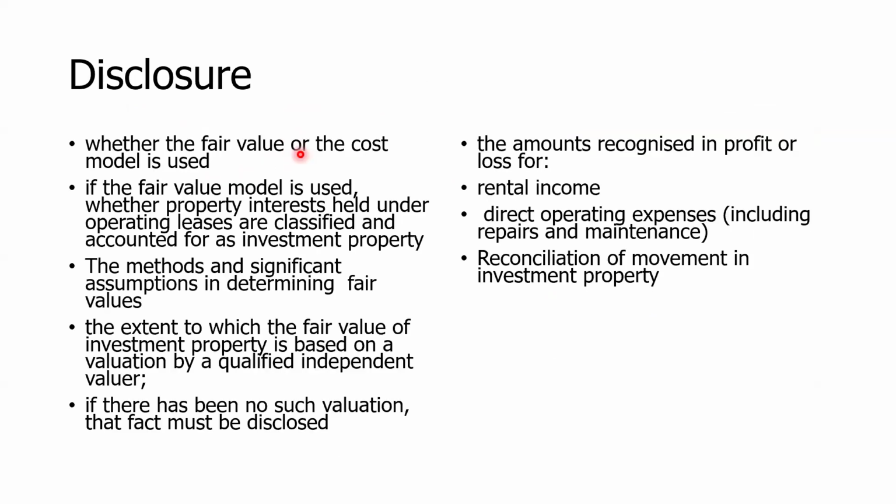And the last slide is the disclosure requirement. So what do you have to disclose? You have to disclose whether fair value or the cost model is used. That's your accounting policy for investment property, whether you are using the fair value or you are using the cost model. So you have to indicate it. And if fair value model is used, whether property interest held under operating lease is classified and accounted for as investment property, the methods and significant assumptions in determining the fair value.